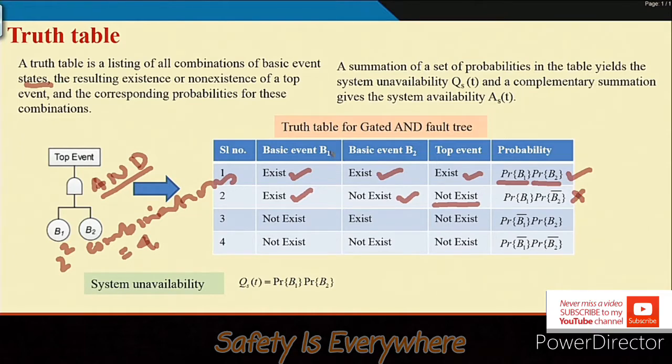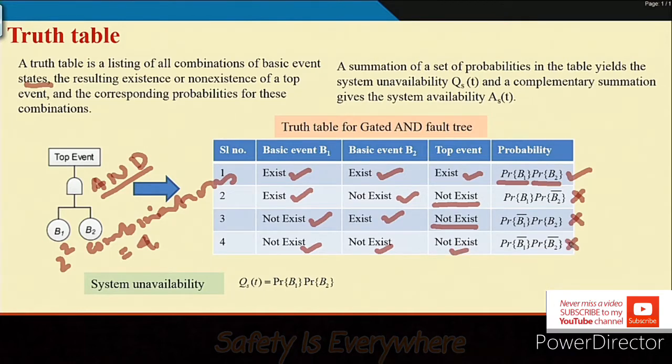Third, B1 does not exist, meaning it is working, and B2 exists, meaning it is not working. Then also the top event will not exist, so the system is not unsuccessful. In the fourth, both B1 and B2 are working, so the system also will work. This will also not contribute to the unavailability calculation. So what is the unavailability here? The probability of the top event existing.